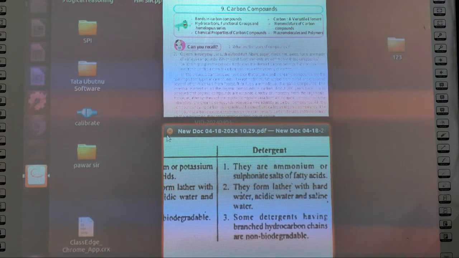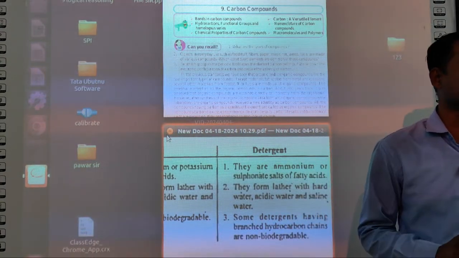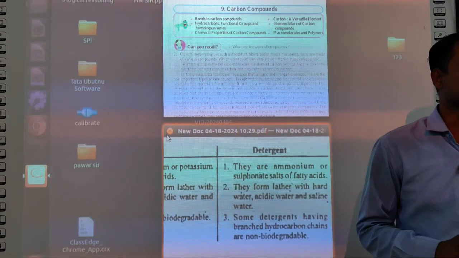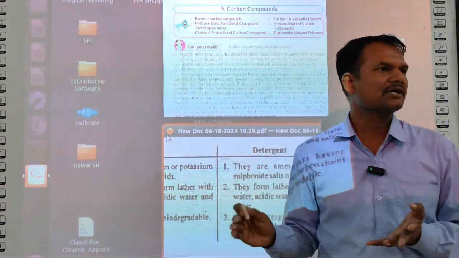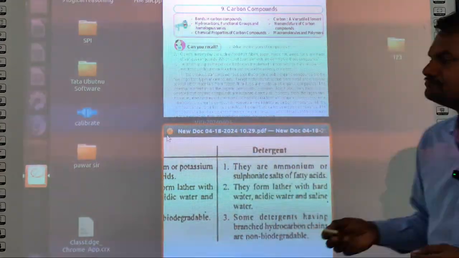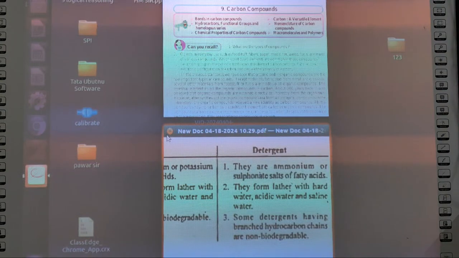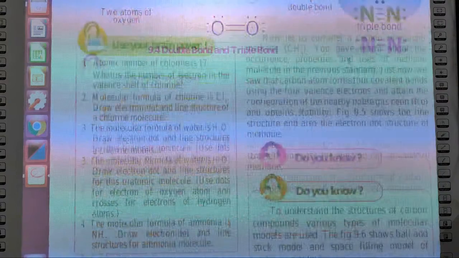Okay, these are the theoretical part, but some reactions are there. They are very important: esterification, saponification, reaction with sodium, reaction with carbonate. Carboxylic acid reacts with hydrogen carbonate and metal carbonate. These are important. And this is some remaining part from the Maharashtra board.